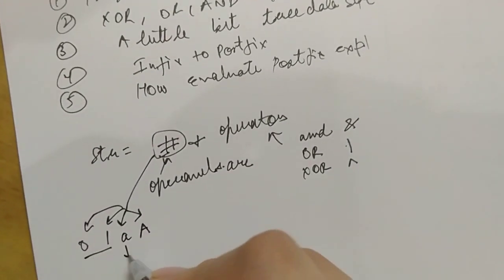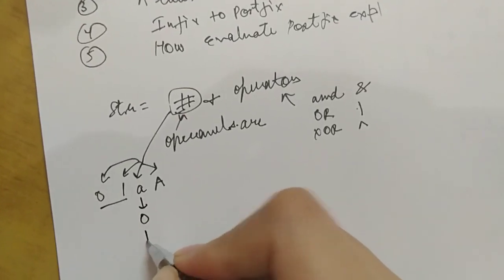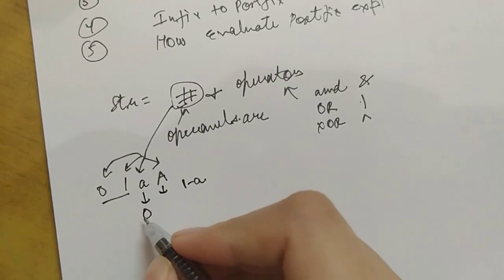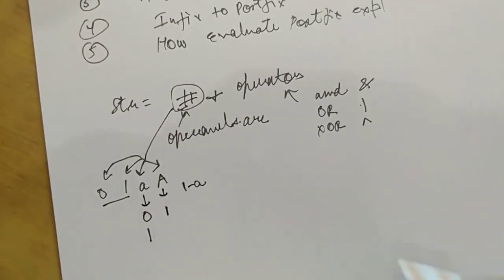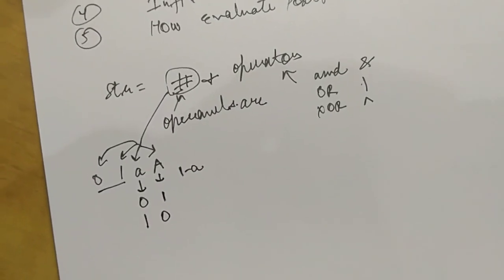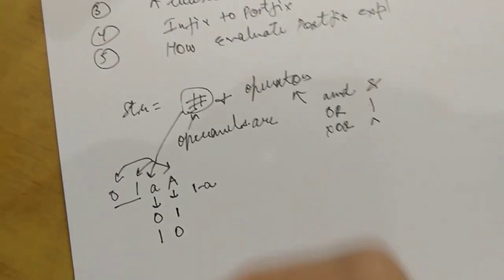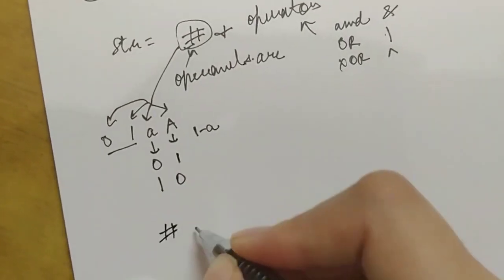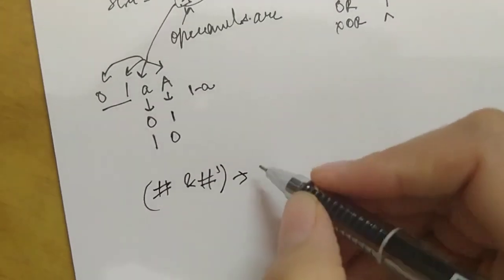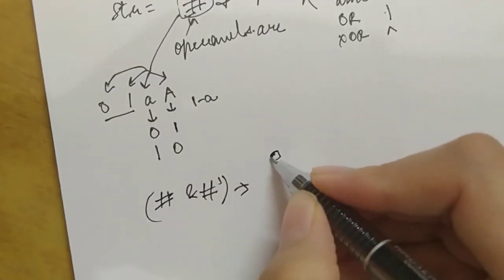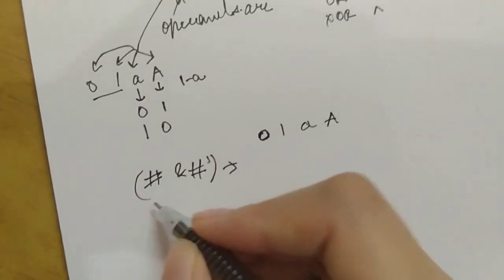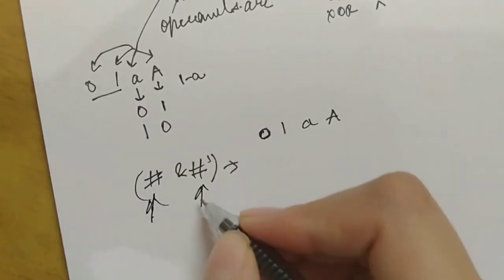0 and 1 are clear. Small a refers to 0 or 1 and correspondingly capital A refers to 1 minus a. That is, if small a is 0, capital A is 1, and if small a is 1, then capital A is 0. Now, given an expression in the form of, suppose, this, we need to find the probability of what it evaluates to. For example, it may evaluate to 0, 1, small a, capital A, depending on the value of these two hashes.